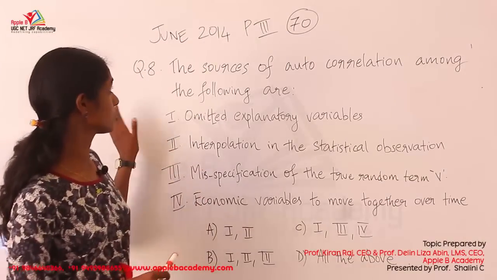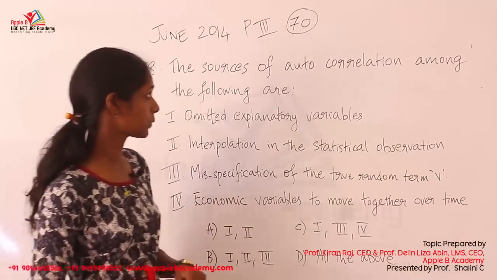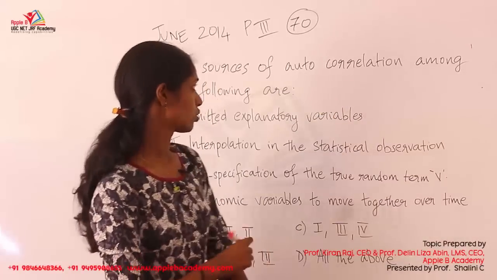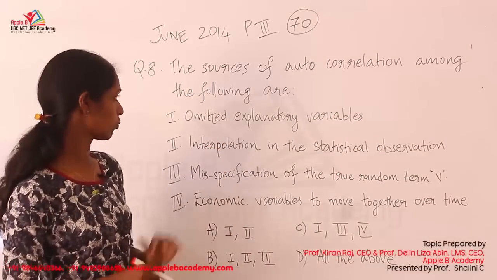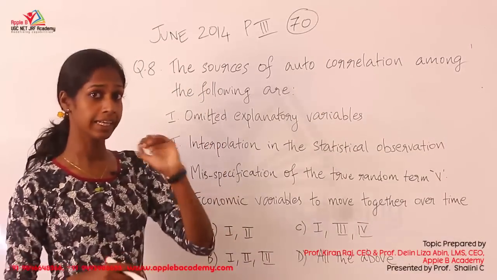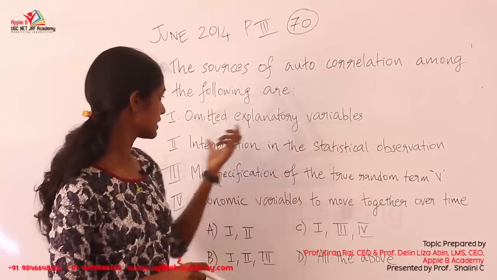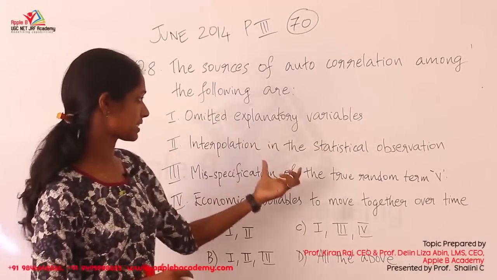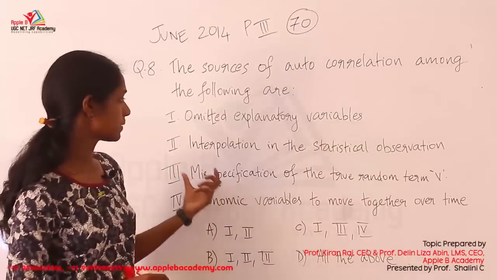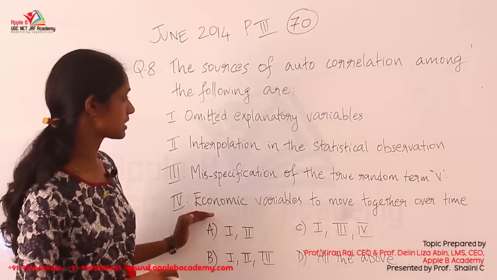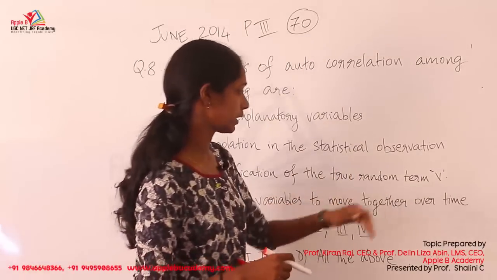So the next question is June 2014, paper 3, 70th question. The sources of autocorrelation among the following are. So what are the sources of autocorrelation? Which of these following could lead to autocorrelation? The first one is omitted explanatory variables. Second one is interpolation in the statistical observation. Third one is misspecification of the true random term V. And the last one is economic variables move together over time.